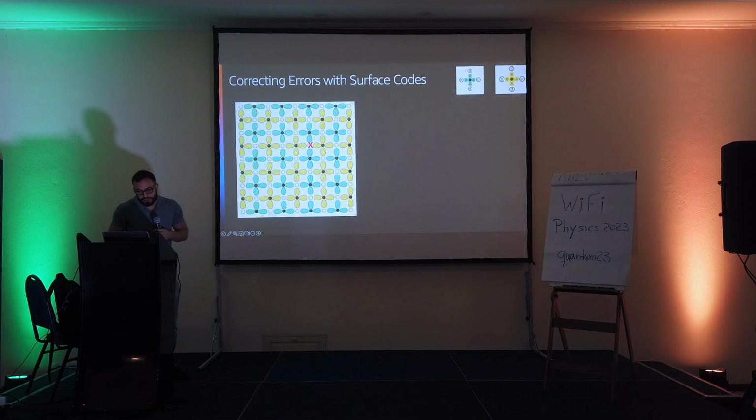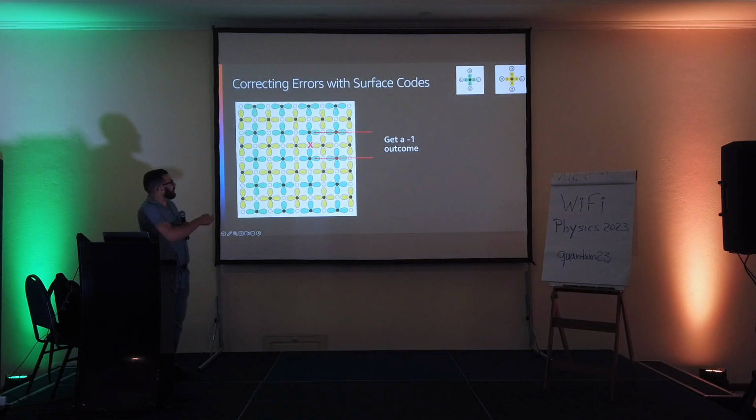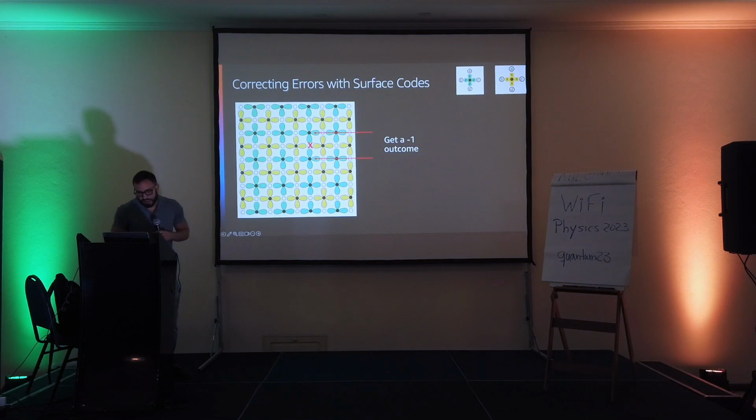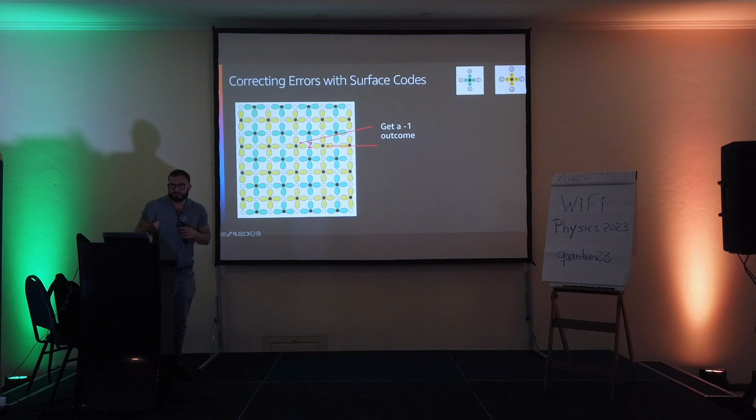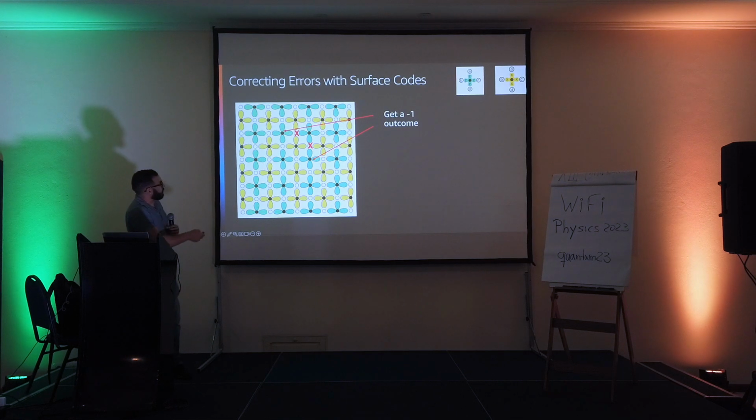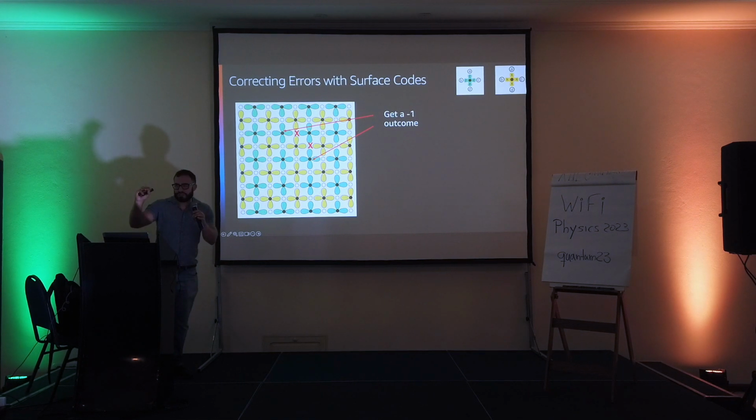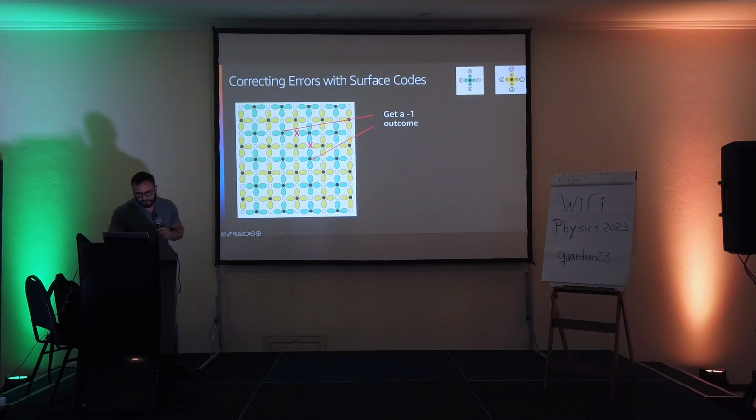Then I told you how we do error correction. If you have an X error, these two stabilizers fire up, and you know there was an error. If you have a Z error, then the X stabilizers here will fire up. If you have two errors, then these two fire up. So you always get information about the endpoints of a string of errors. So that's what happens.